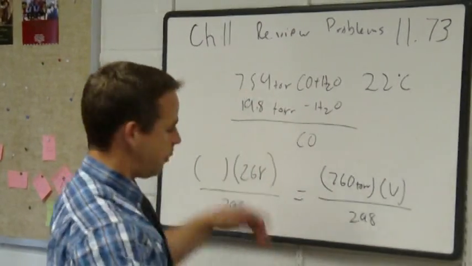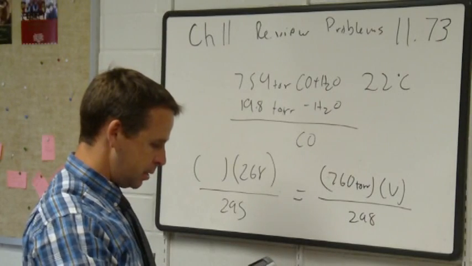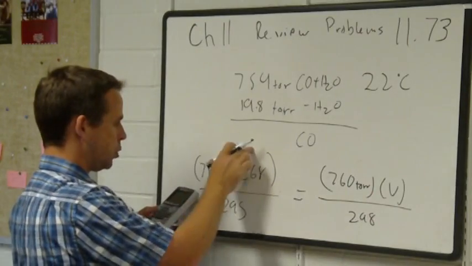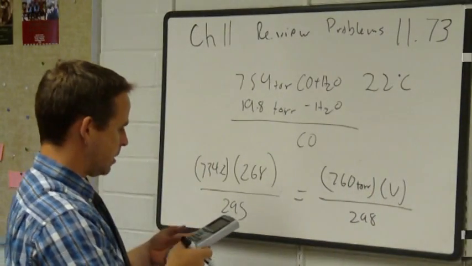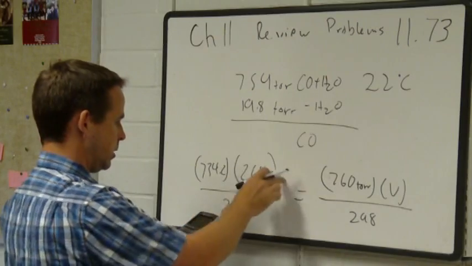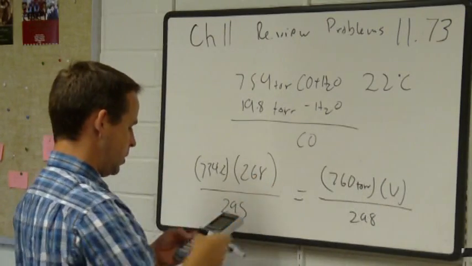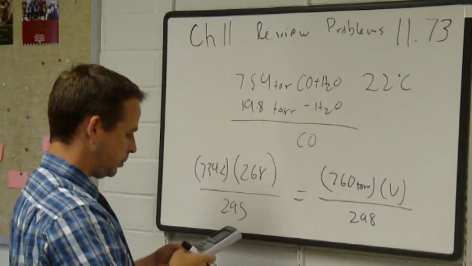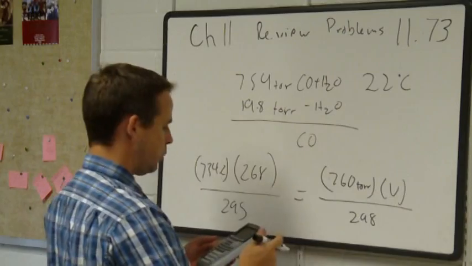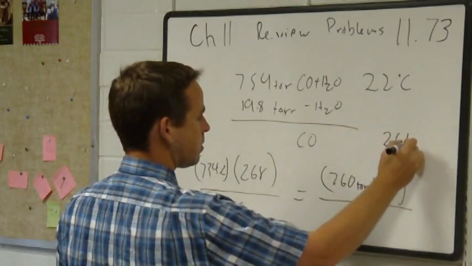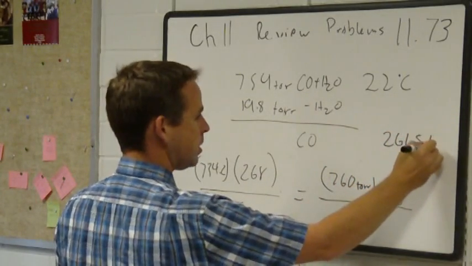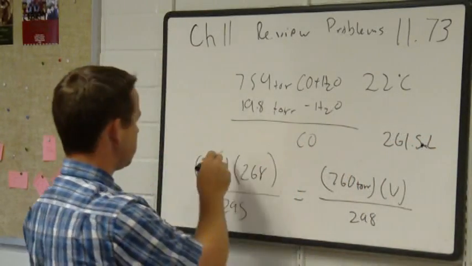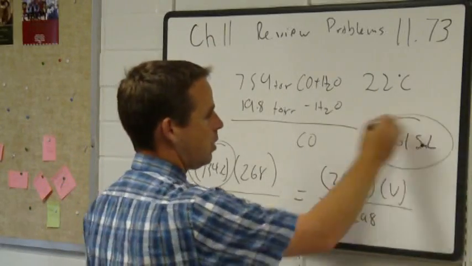So 754 minus 19.8 equals 734.2. Multiply that by 268, divide that by 295, divide by 760, times 298, and that gives me 261.5 milliliters. All right, so what's our partial pressure? Our partial pressure was 734.2, and this is the volume that we expect.